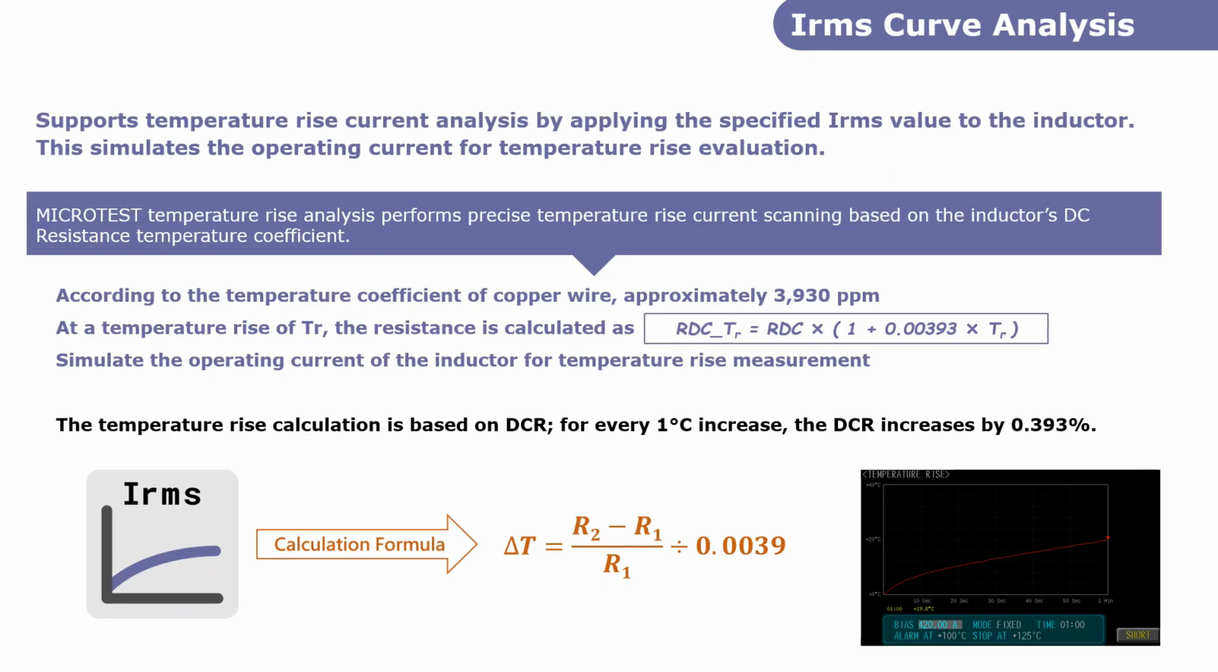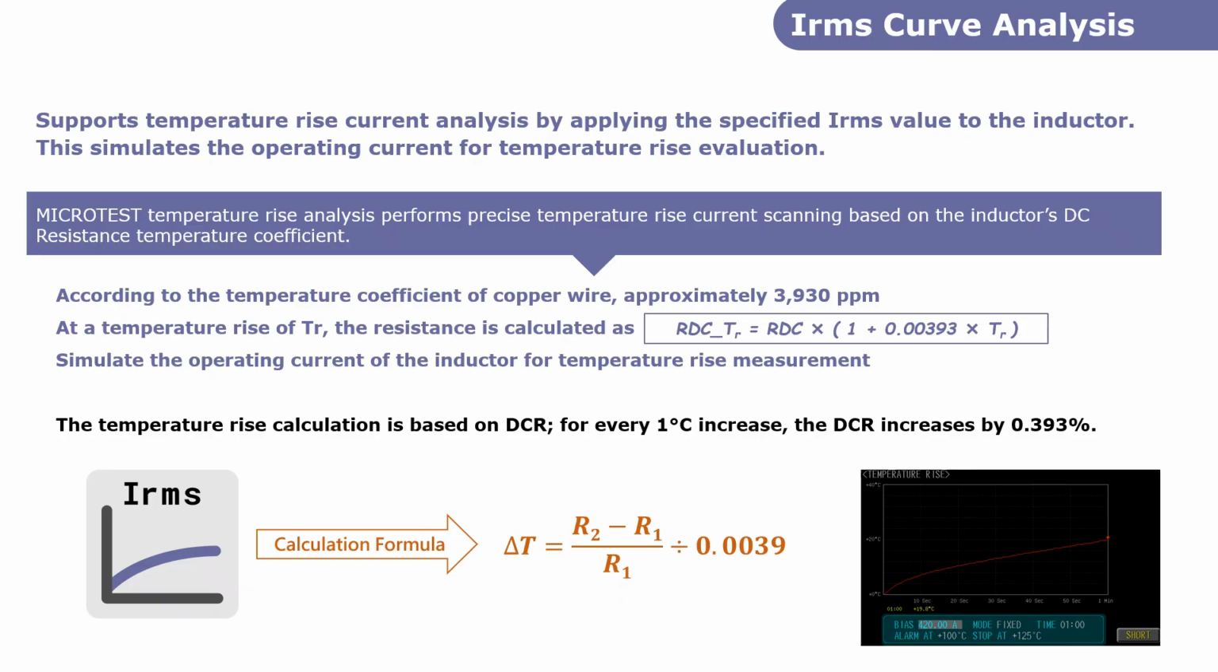When it comes to temperature rise current analysis, Microtest bases its approach on how the DC resistance, or DCR, changes with temperature. This forms the foundation for their temperature rise current sweep analysis. As we all know, an inductance coil is made by winding copper wire.